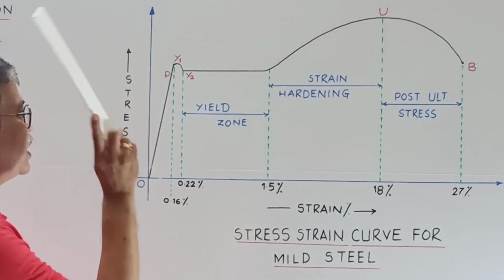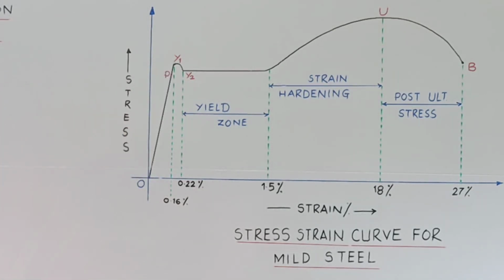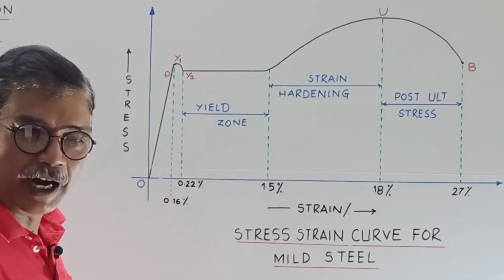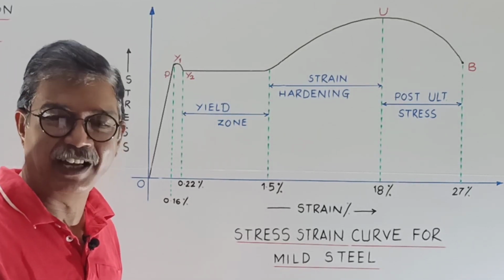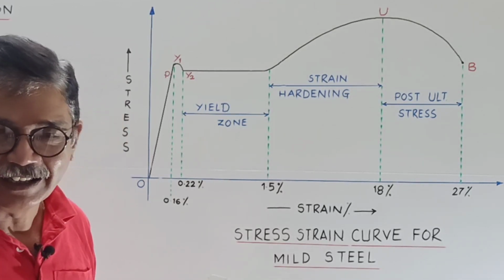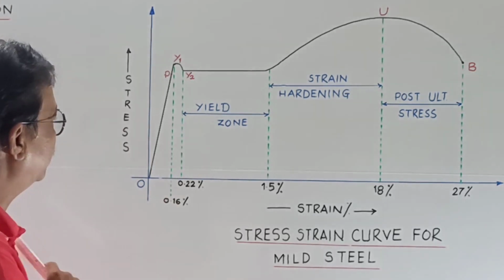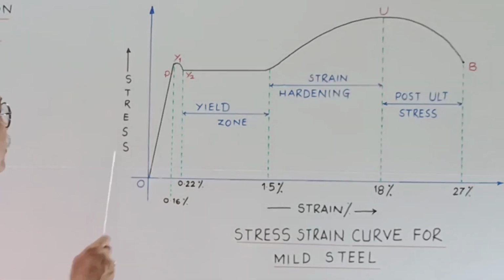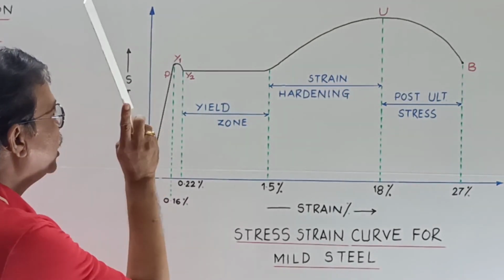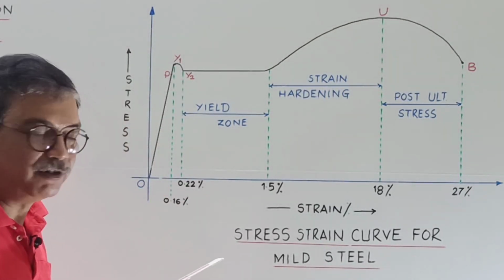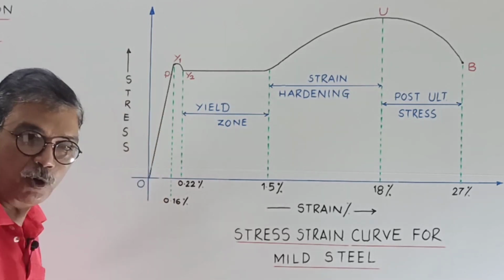So this point P is the proportional limit, which is very difficult to observe practically. Just to understand the concept I have shown this. Practically it is very rarely visible, the elastic limit or proportional limit. Then this is the upper yield point. Y1 is the upper yield point.